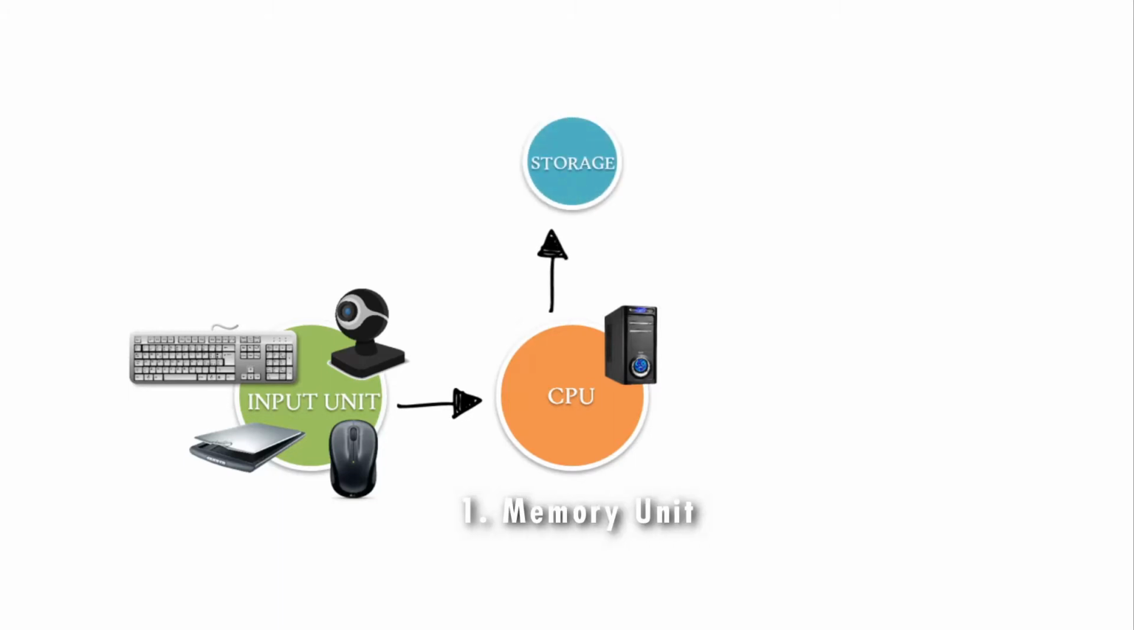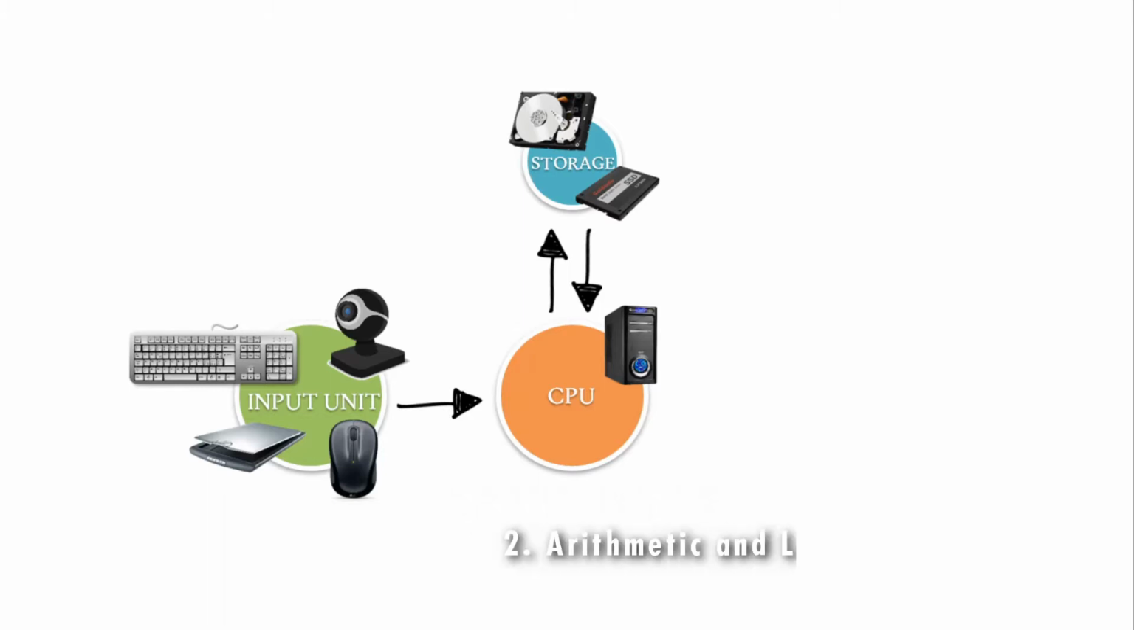Once a user enters data using input devices, the computer system stores this data in its memory unit. This data will now remain here until other components of the CPU process it. The memory unit uses a set of pre-programmed instructions to further transmit this data to other parts of the CPU. The second one is the arithmetic and logic unit.